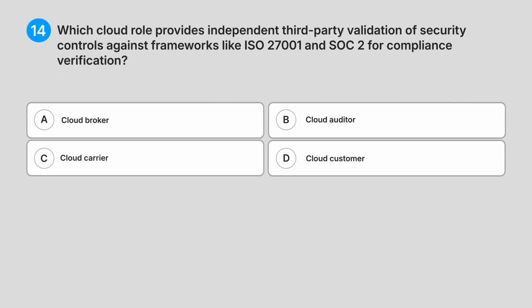14. Which cloud role provides independent third-party validation of security controls against frameworks like ISO 27001 and SOC2 for compliance verification? A. Cloud broker. B. Cloud auditor. C. Cloud carrier. D. Cloud customer.